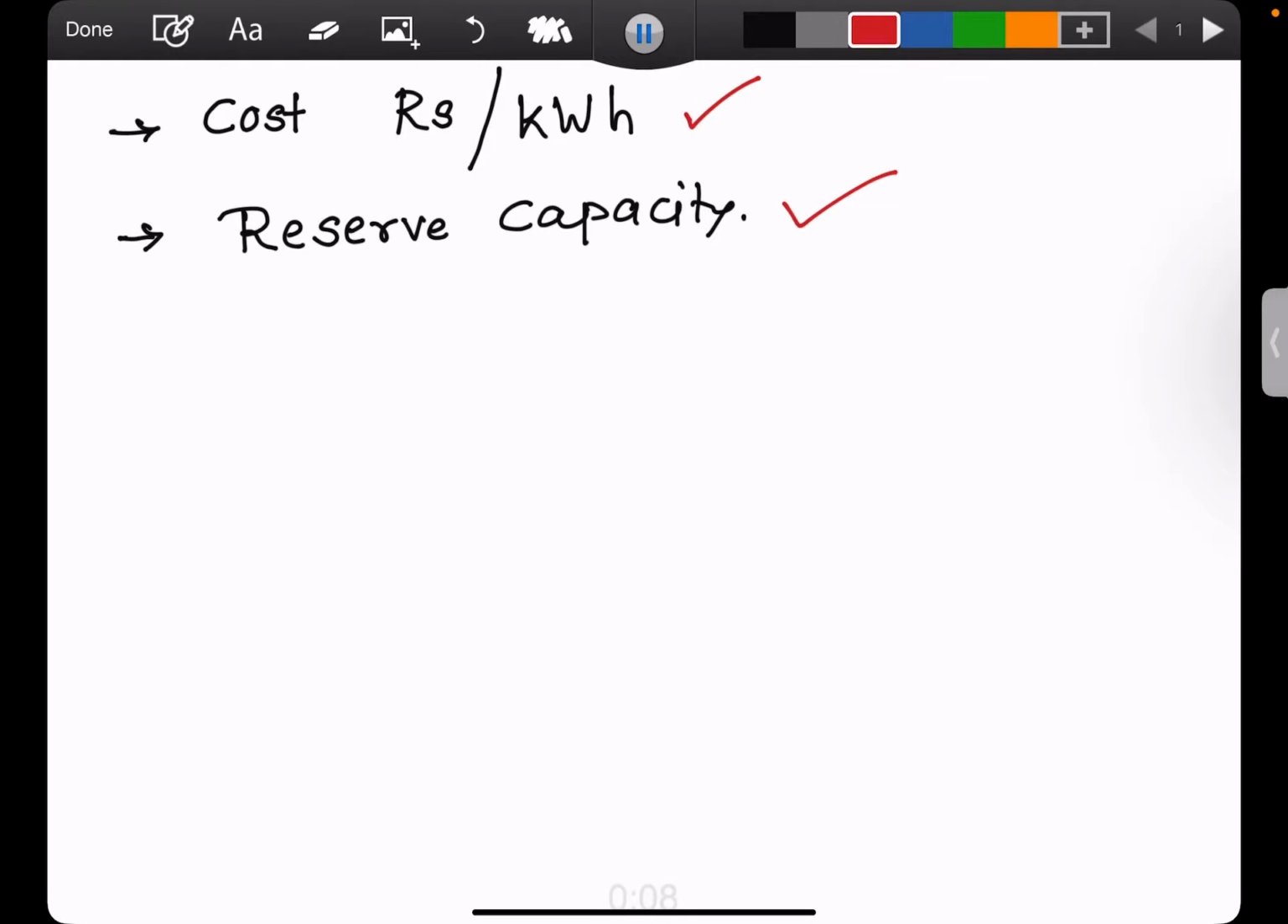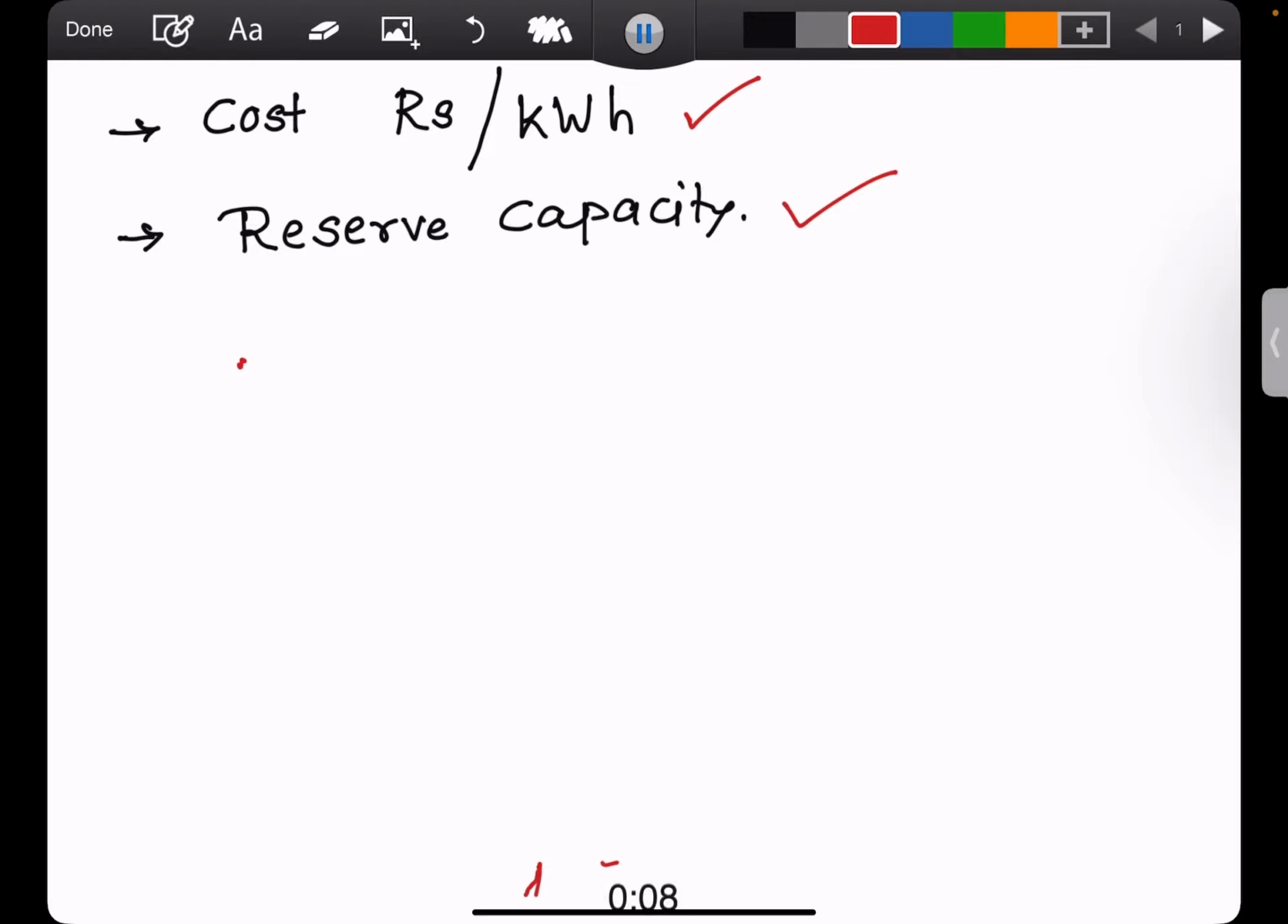This is a short video to explain how to calculate the cost per kWh from a thermal power plant and how you arrive at the reserve capacity of a plant. For calculating the cost per kWh of electricity generated from a thermal power plant, you need to understand two terms.